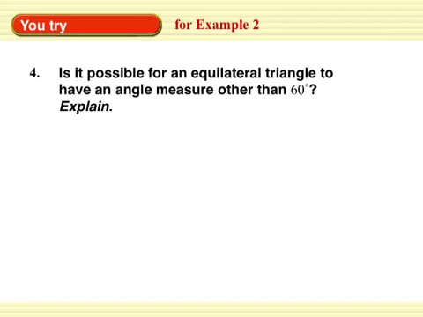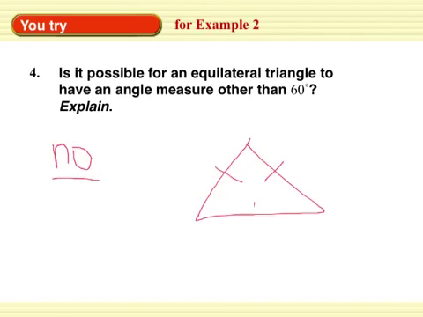Is it possible for an equilateral triangle to have an angle measure other than 60 degrees? No. Okay, the triangle sum theorem and the fact that the triangle is equilateral guarantees the angle measure of 60 degrees because all the pairs of the angles could be considered base angles in that isosceles triangle. Okay, if you have an equilateral triangle, then the angles must be 60 degrees.